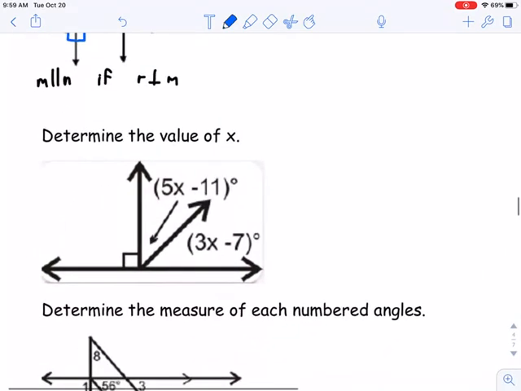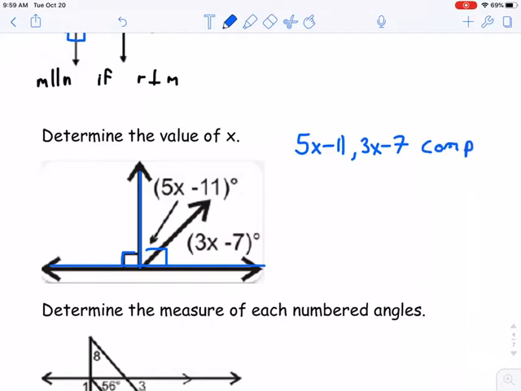All right, determine the value of x. All right, so in this one right here, we got perpendicular lines. This is a right angle, so also this is a right angle. All right, so 5x minus 11 and 3x minus 7, those two angles are complementary. All right, so I'm going to write comp for complementary. So that just means I'm going to set this up.